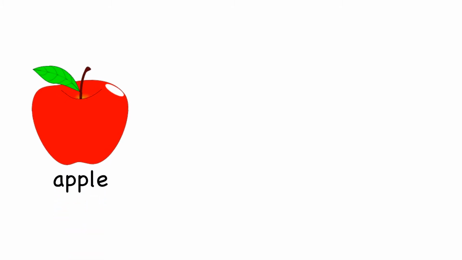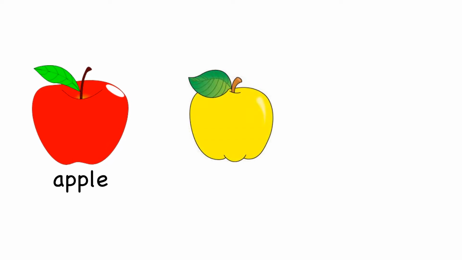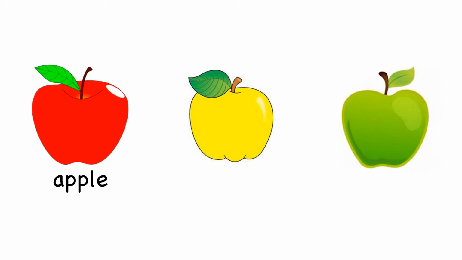Short A beginning sound. Have you seen this fruit? Yes, that's right. It's an apple. This apple is red. But did you know apples come in yellow and green colors as well?